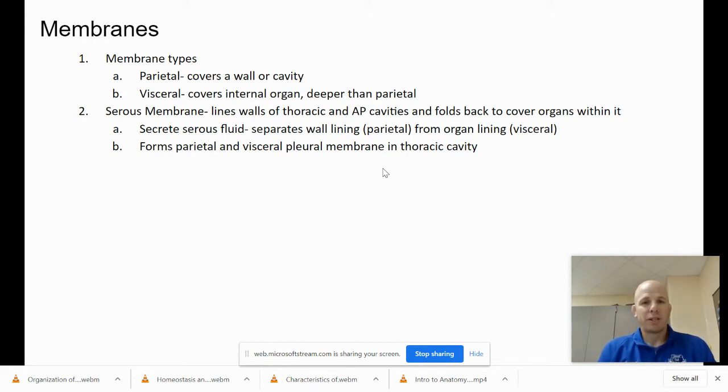Here we're going to get into the types of membranes. The first one are the visceral and parietal pleural membranes. Remember that you have a pleural cavity on each side of your thoracic cavity where the lungs are. The visceral pleural membrane will be directly around the lungs, around each lung. And then the parietal pleural membrane will line the cavity that the lungs are sitting in.